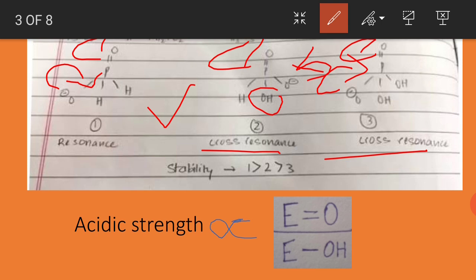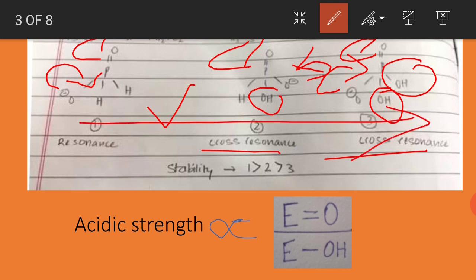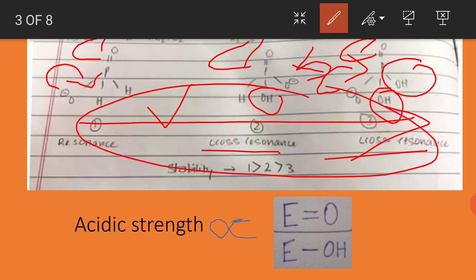Same here, but here the effect of cross conjugation is more. Why? Because there are two oxygens and both have lone pairs. These lone pairs will cross conjugate the resonance, due to which the effect of resonance decreases. That's why the order of stability decreases from here to here.